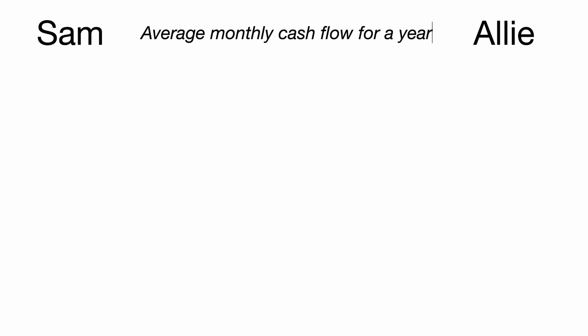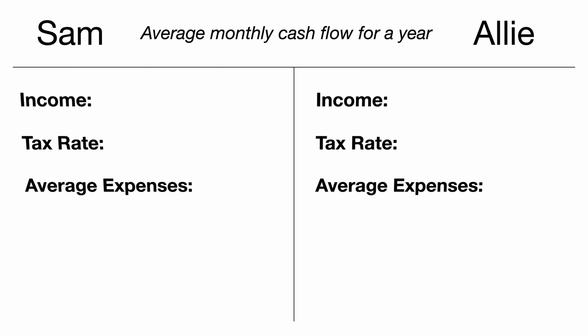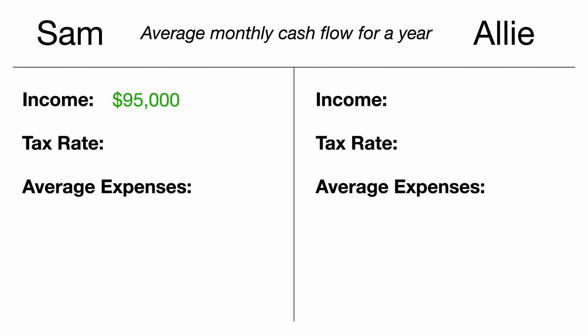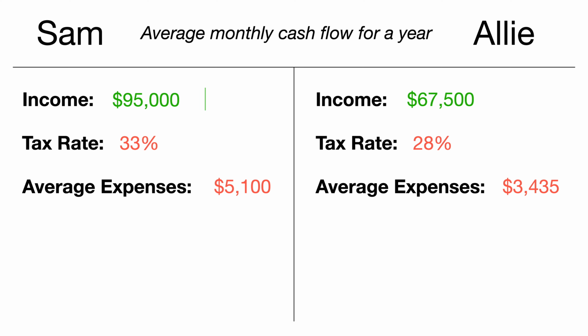We've got Sam and Allie, and we're going to look at the average monthly cash flow for a year between the two. Let's say Sam has an income of $95,000, a tax rate of 33%, and an average expense per month of $5,100. And then Allie has an income of $67,500. Tax rate is 28%. So your tax rate will be a little bit lower if you make a little less; the more you make, the more the tax rate will increase. And then an average expense of $3,435 a month. So we're going to compare the personal cash flow monthly of these two people with these scenarios.